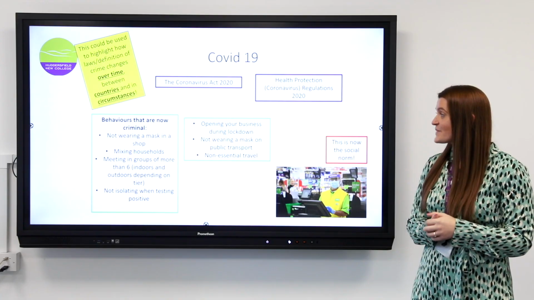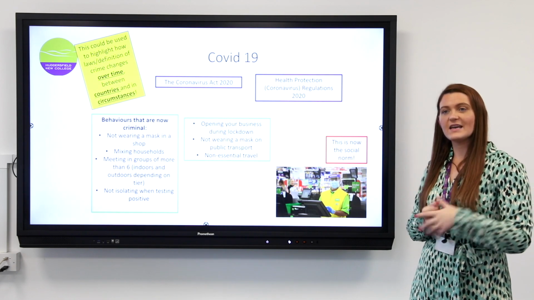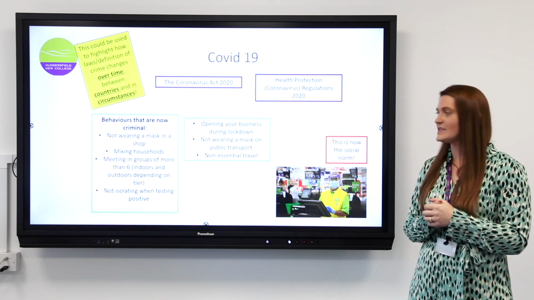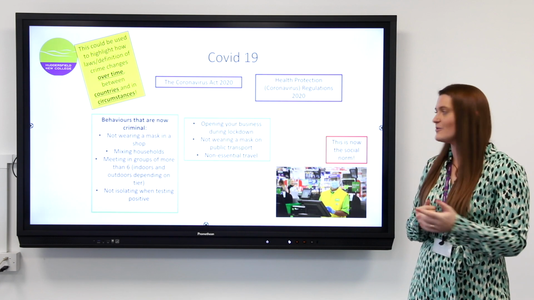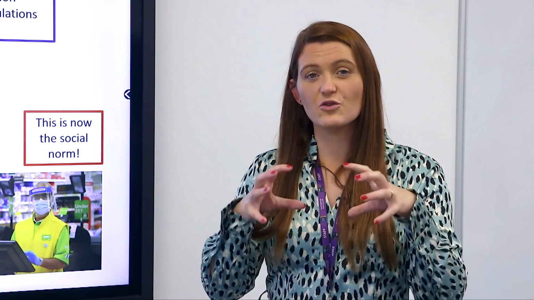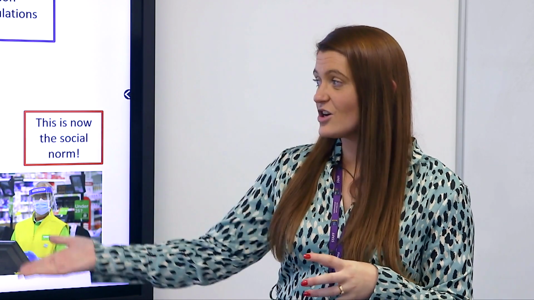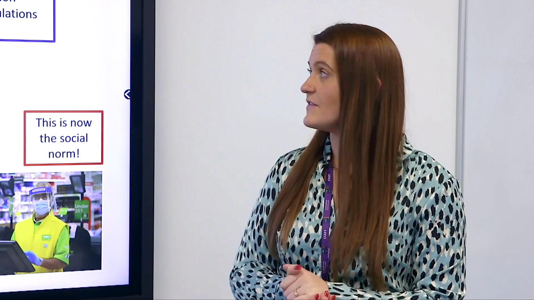Mixing households. Gone are the times when you can just go round to your friend's house, go and visit your parents without having to think about whether you're mixing different households. Meeting your friends. These are all examples of criminal behaviour now, but 12 months ago, before the pandemic, we didn't consider these things as criminal behaviour.